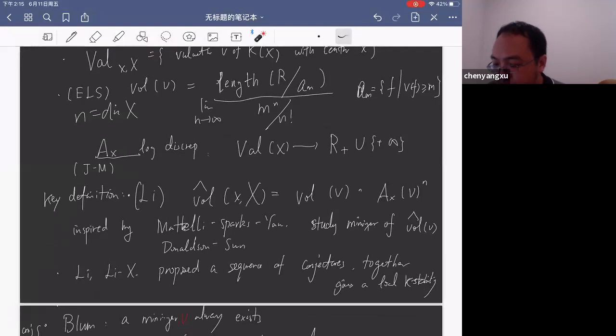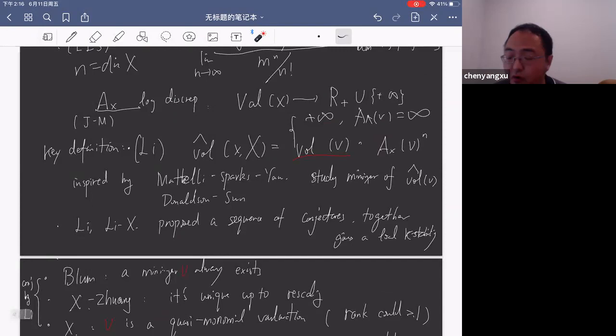But the key definition, a really remarkable definition, was made by Chi Li. So he defined the volume in this way. Here I have to put something like that: I define it to be infinite if A_X(v) is infinite. As I said, the volume for general valuation indeed could be zero. But it is actually out of Chi Li's proof that if this is zero, then this has to be infinity. So in that case, we define it as infinity. At the end of the day, we will only care about the divisorial valuation or quasi-monomial valuation. Then this part doesn't really happen.